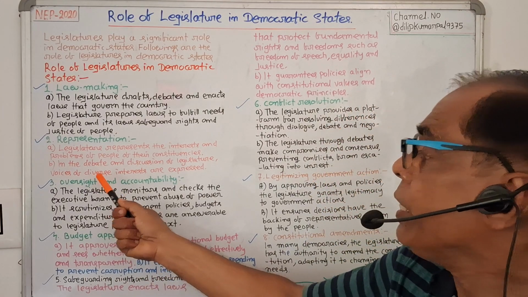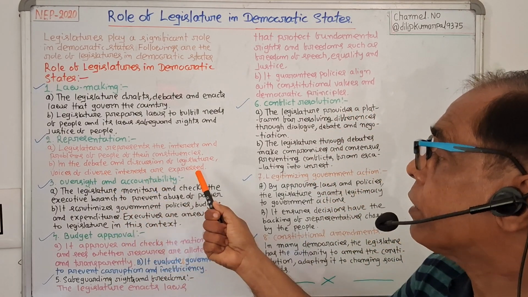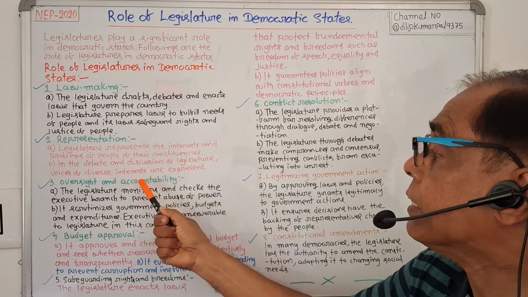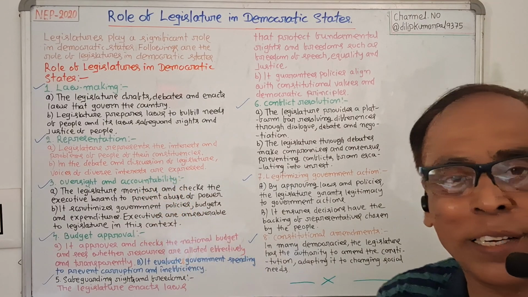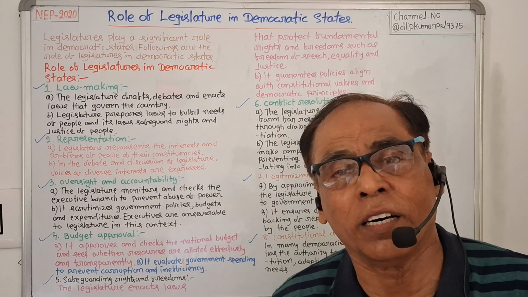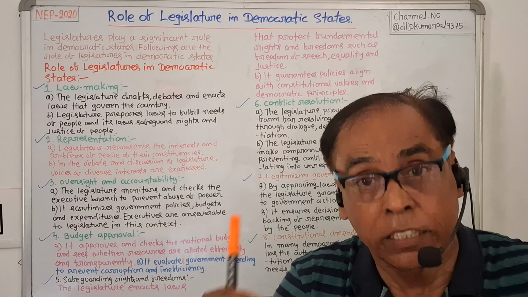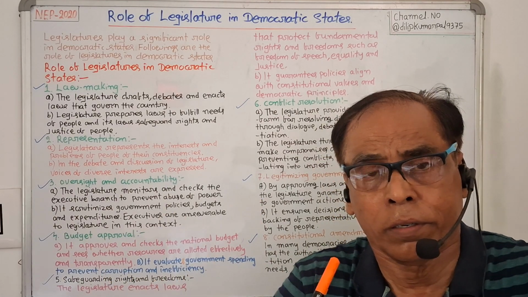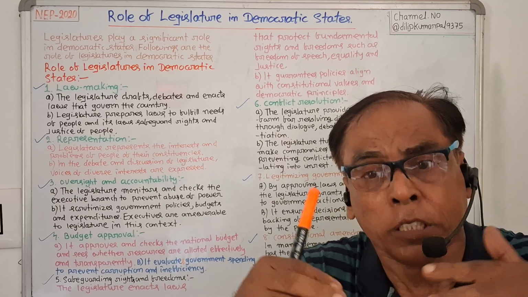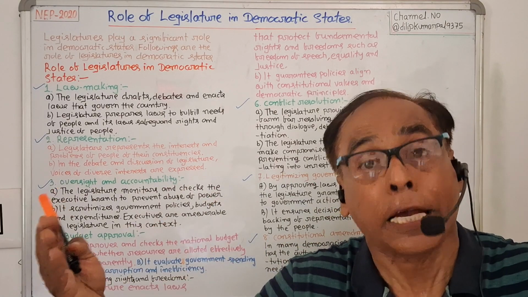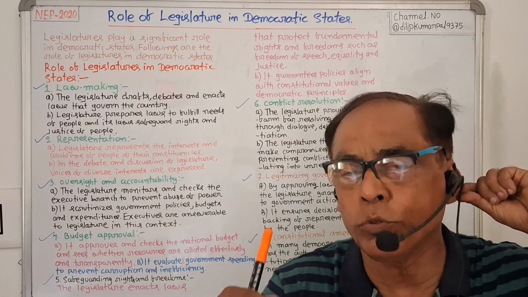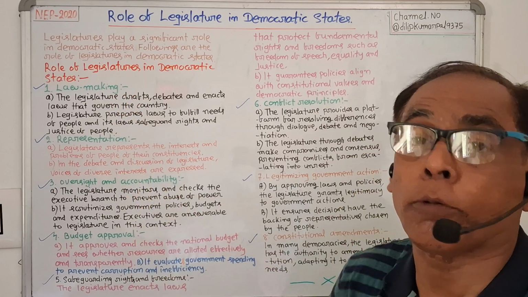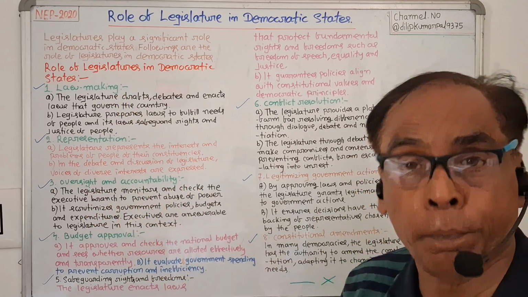Number 2, in the debate and discussion of legislature, voices of diverse interests are expressed. Another representative function of the legislature is that in the debates and discussion, problems of different types are expressed. So we have completed the law-making power of the legislature and the representative power of the legislature.